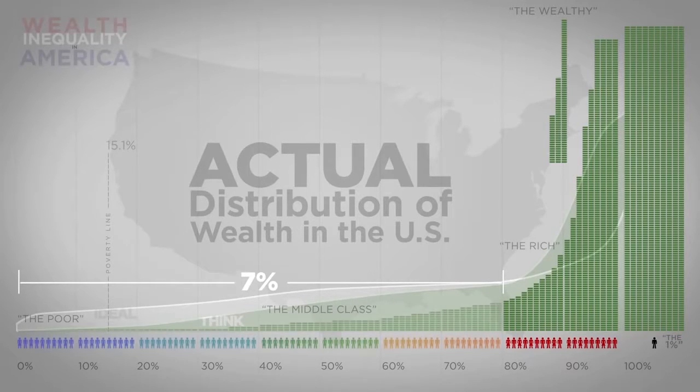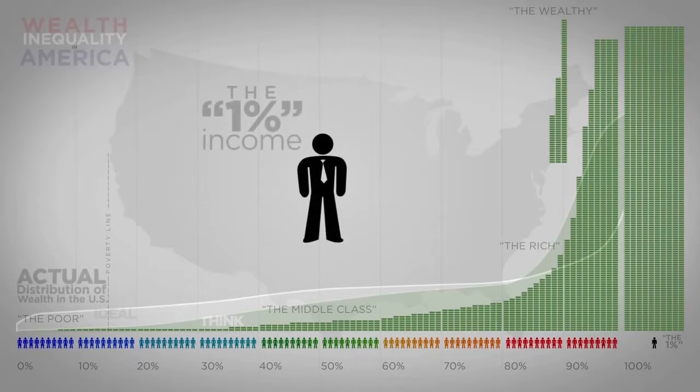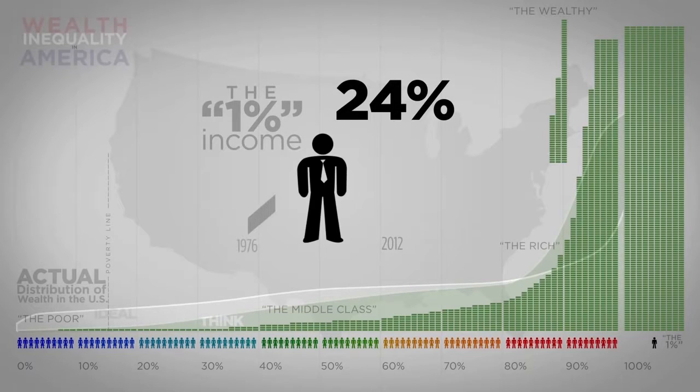And this has only gotten worse in the last 20 to 30 years. While the richest 1% take home almost a quarter of the national income today, in 1976, they took home only 9%, meaning their share of income has nearly tripled in the last 30 years.